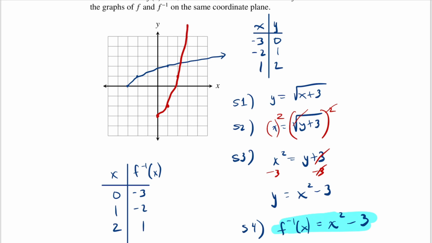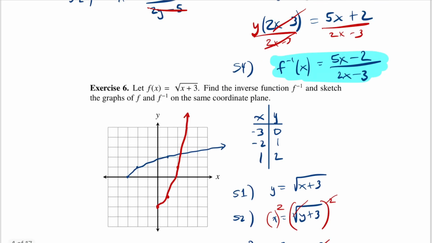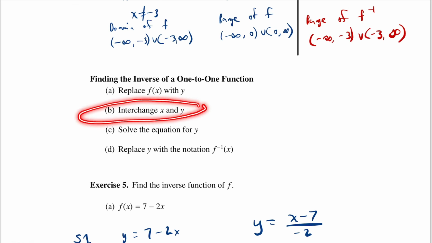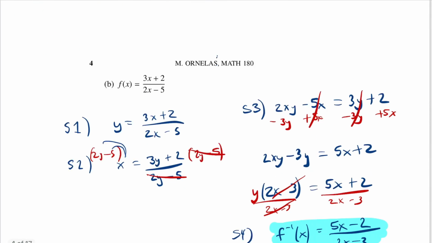And look at it up here. Compare these 2 tables. What do you notice about the x and y coordinates? They're interchanged. 1, negative 2. Negative 2, 1, 2, 1, 1, 2. So that's basically the second step of finding inverses. You're interchanging x and y. So that's what's happening. These coordinates are getting interchanged, and that's how you graph inverses.